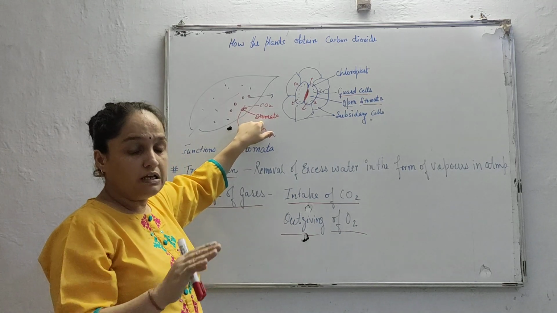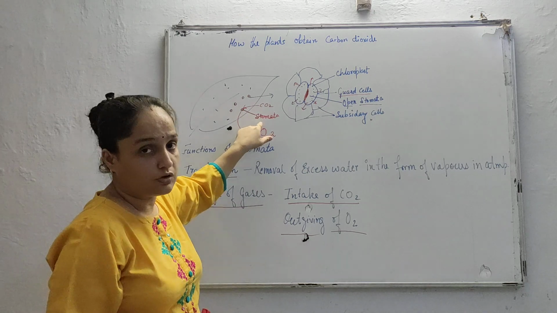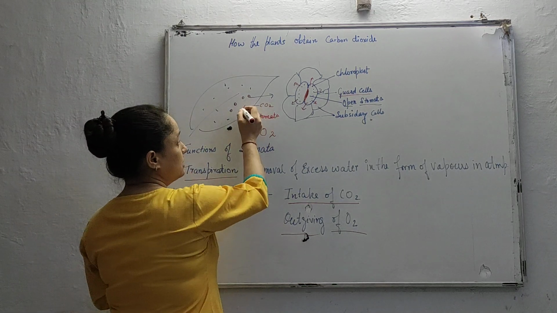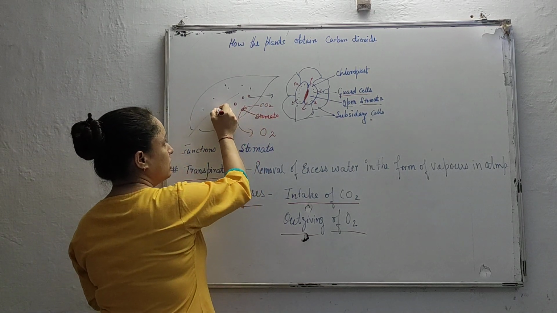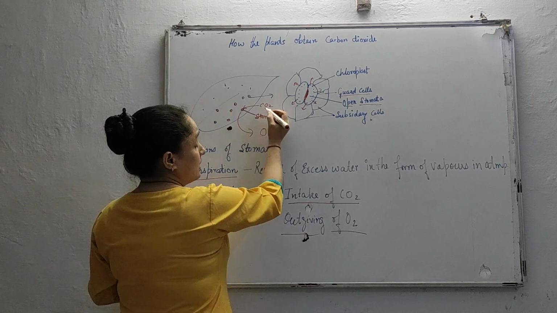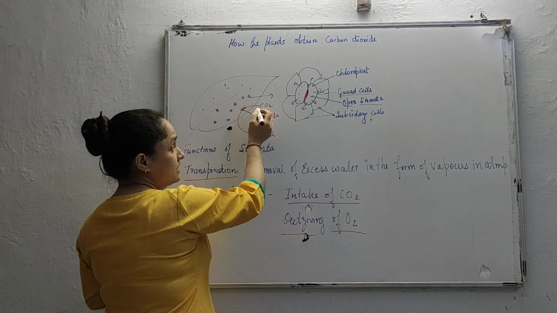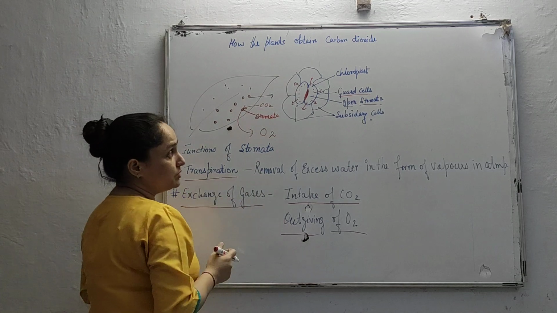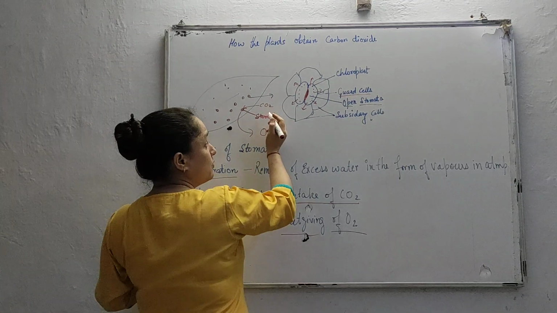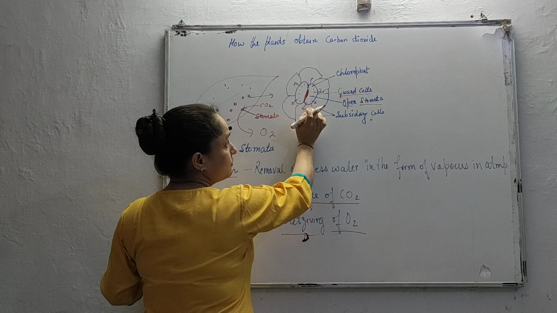They are very rarely present on the upper surface of the leaf, and this is a structure in the form of very small openings. The main function of stomata is the exchange of gases as well as transpiration. So let us discuss one by one. This is the detailed structure of stomata.